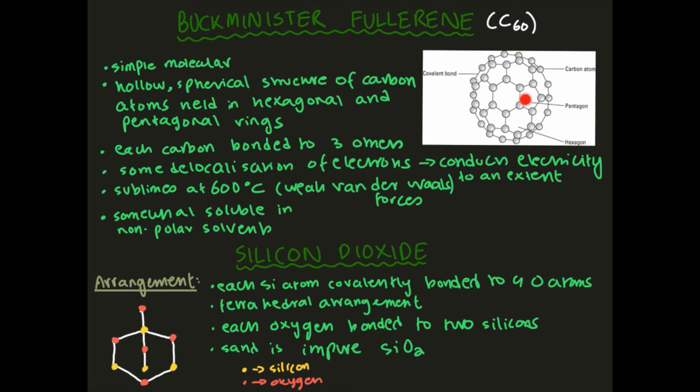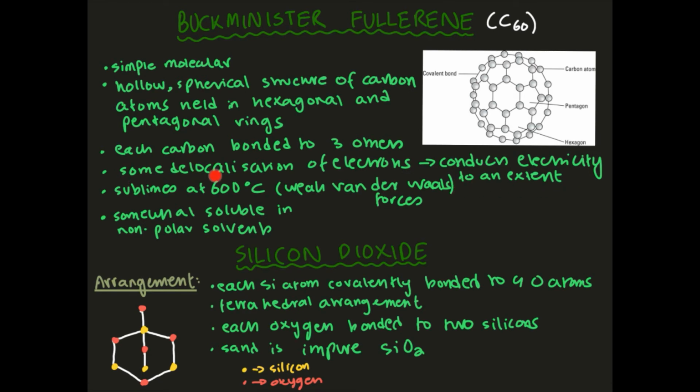So over here, as you can see, this is a pentagonal ring because it has 5 sides. And this is a hexagonal ring because it has 6 sides. So it has various rings like this arranged in one circle. And each carbon atom is going to be bonded to 3 others. So if you look over here, this is one carbon atom and it's bonded to 3 others. There is some delocalization of electrons, and because of that, it's going to conduct electricity to an extent because there is only some delocalization.